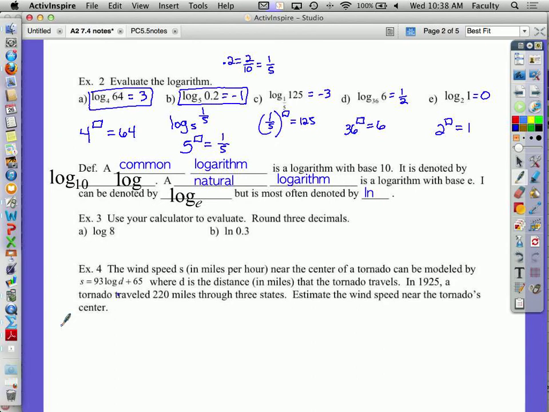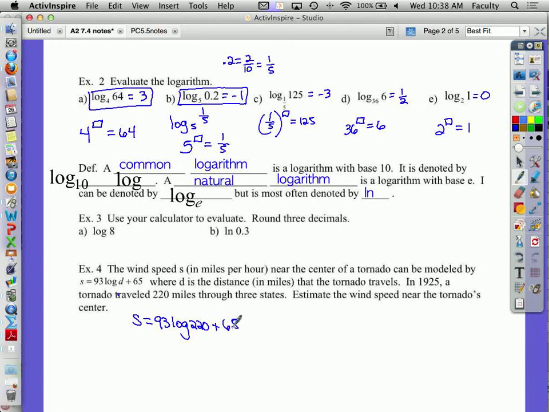All right, so back to our problem, example 4. In 1925, a tornado traveled 220 miles through 3 states. Estimate the wind speed near the tornado center. So all we're going to do is replace the D with 220.